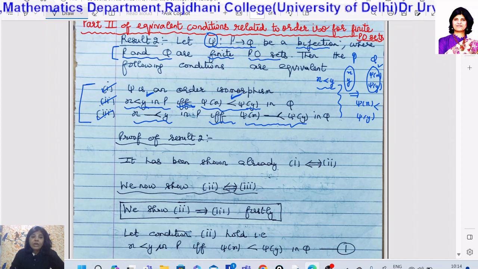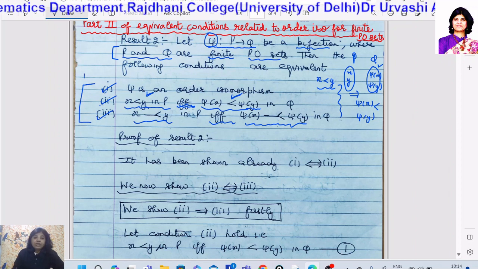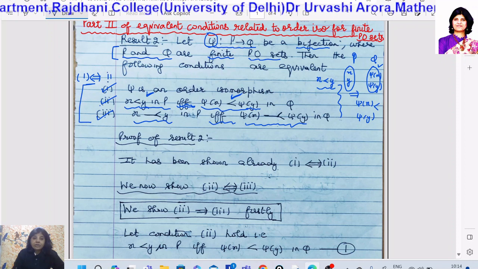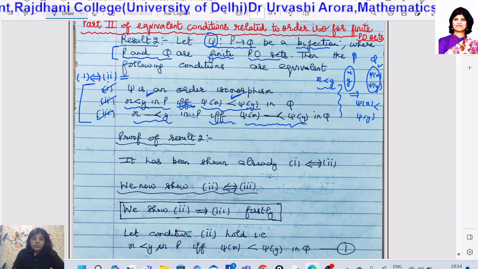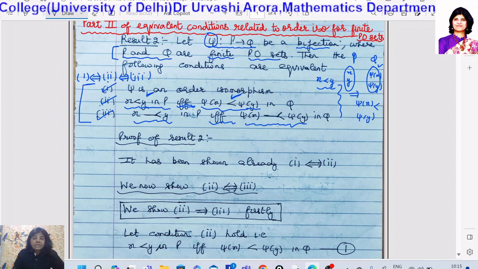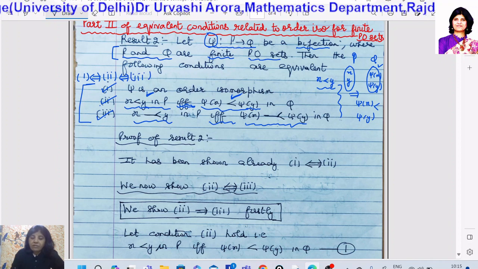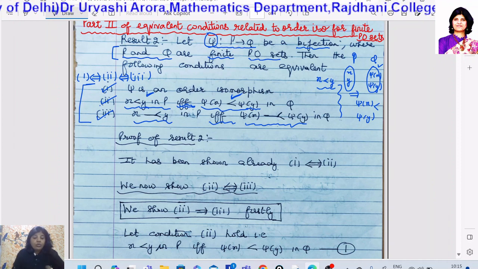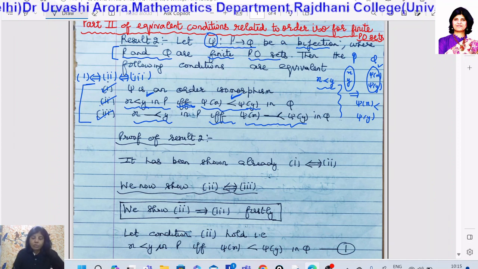Saying that they are equivalent means that if condition 1 is given, then this implies and is implied by condition 2. And if condition 2 is given, then this implies and is implied by condition 3. In fact, this means that if any one of the three is given, then the other two are implied. This is what we have to show.